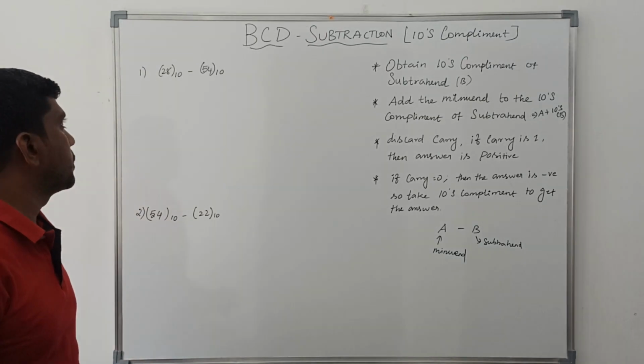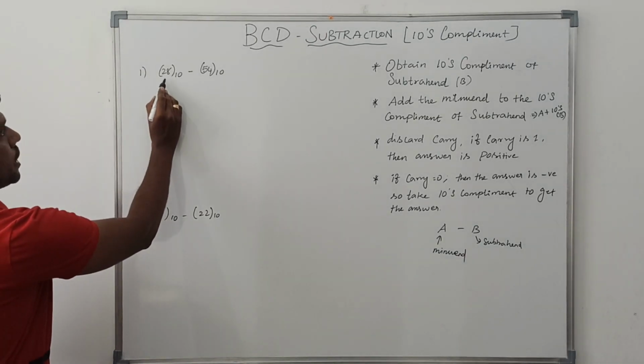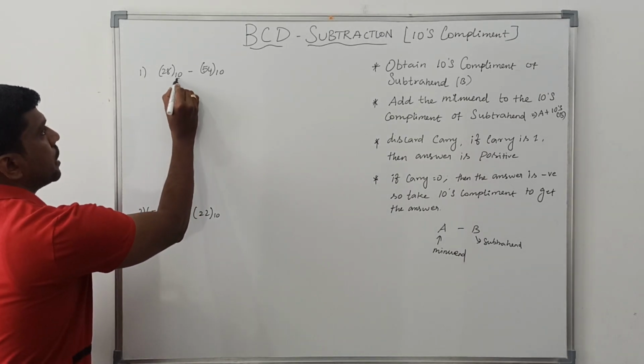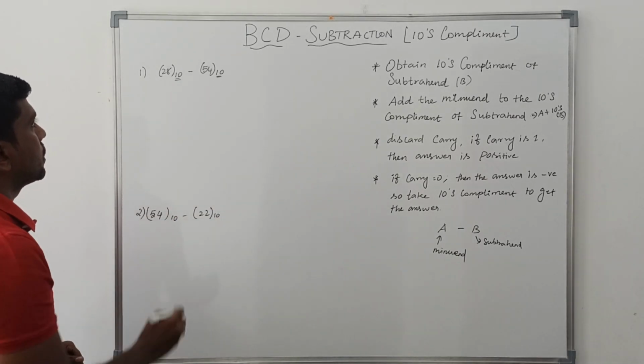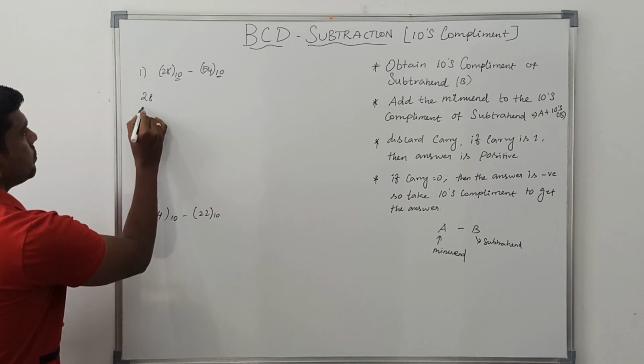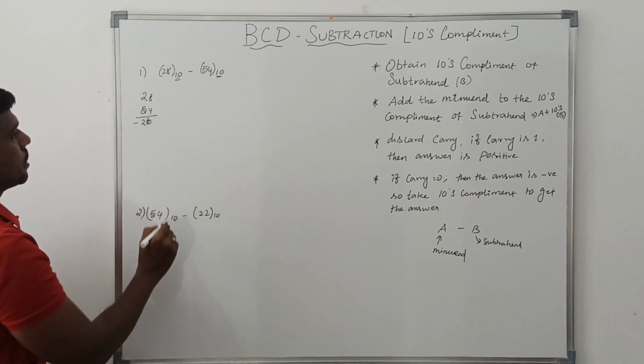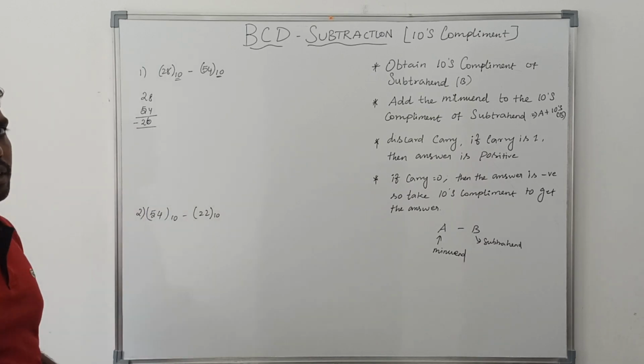Now we solve the problem. First problem, 28 base 10 minus 54 base 10. Base 10 represents a decimal number. So 28 minus 54, the result is minus 26.